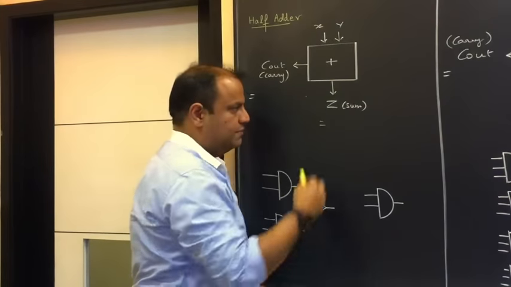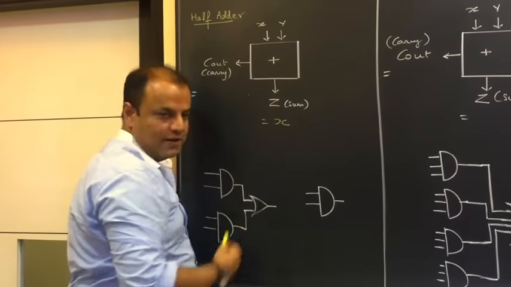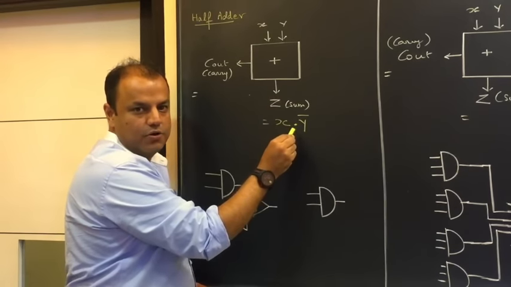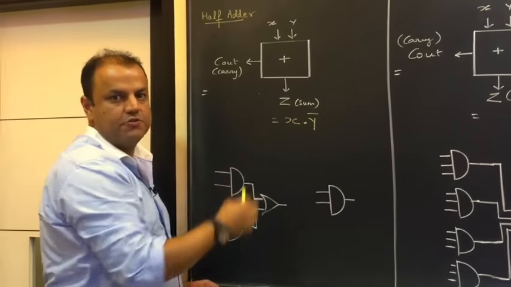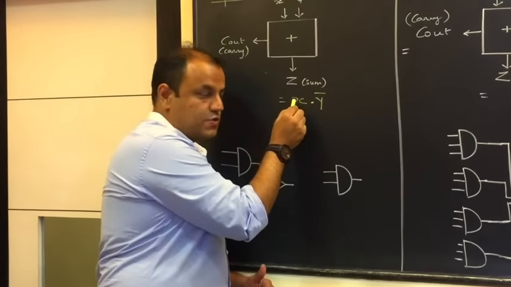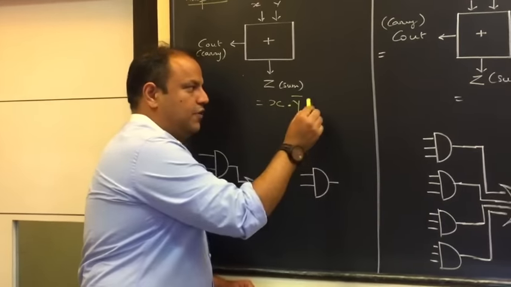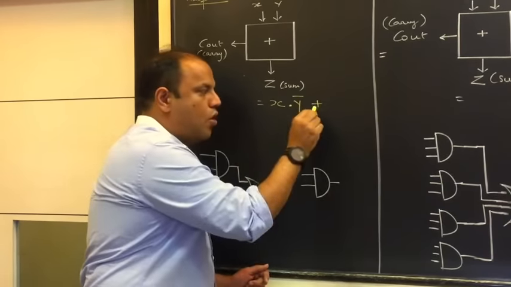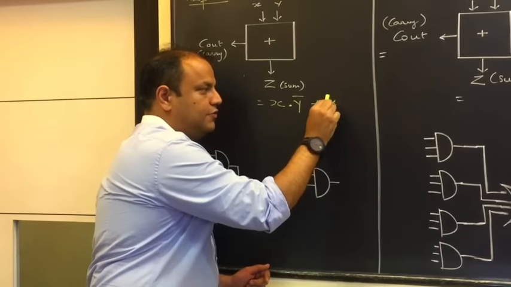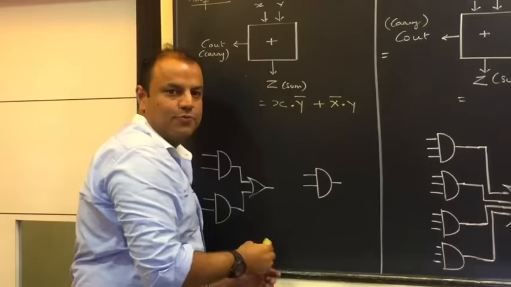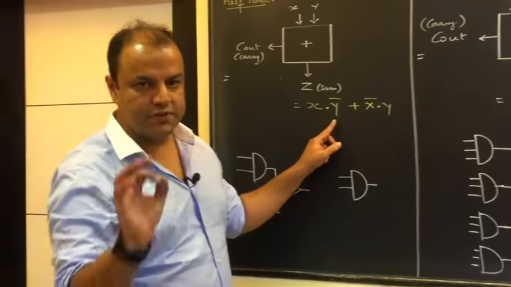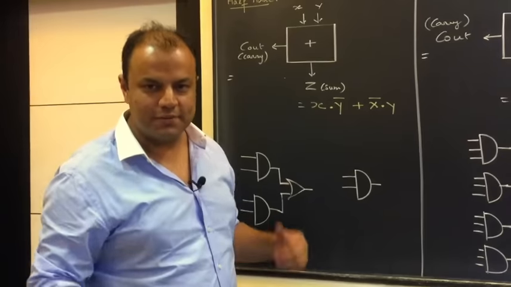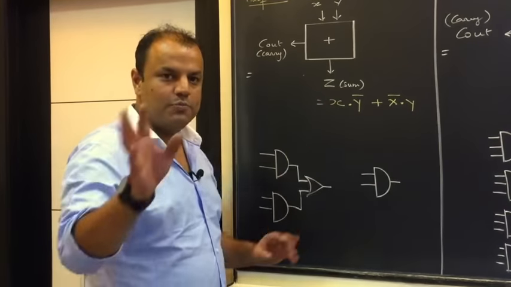When will sum be 1? When x is 1 and y is 0. AND is represented by a dot. In the circuit it will be an AND gate, in the expression it's represented by a dot. So x is 1 and y is 0, or, which is represented by a plus in the expression, x is 0 and y is 1. X is 1, Y is 0, you will get a sum. X is 0, Y is 1, you will get a sum. If both of them are 1, you cannot get a sum. If both of them are 0, you cannot get a sum. And this formula will take care of them.